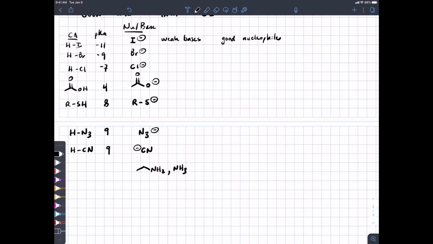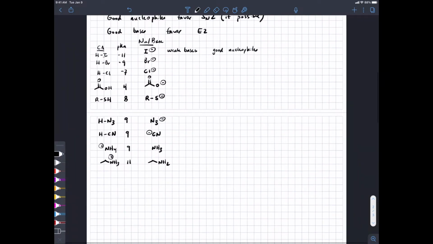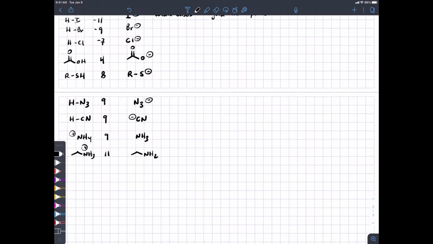Not the best of this list, but it turns out as you increase substitution on the amine, it gets more sterically hindered. The problem is that the pKa for ammonium, NH4, is a little bit lower than the pKa for a primary ammonium ion. So we'll just do this. Okay. And then I don't think there's anything else.